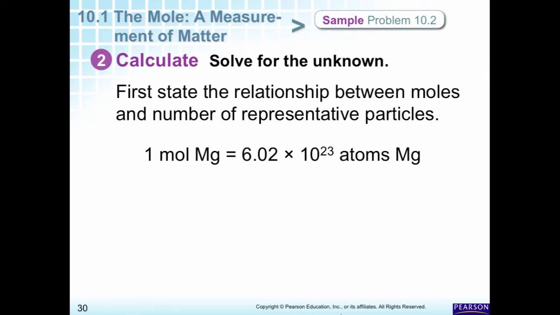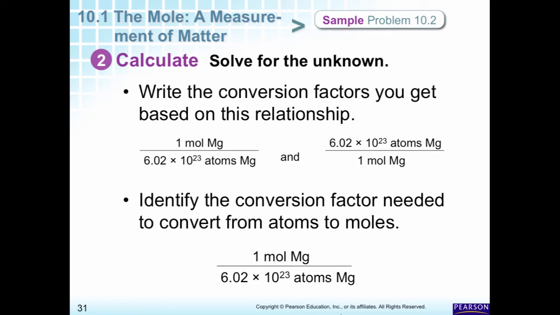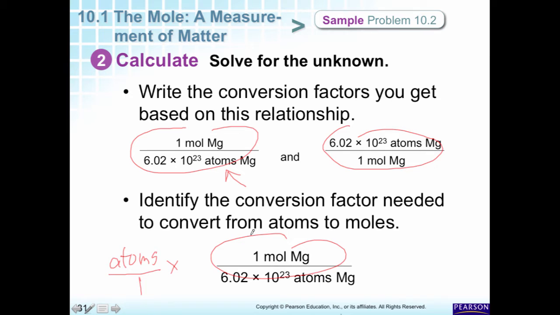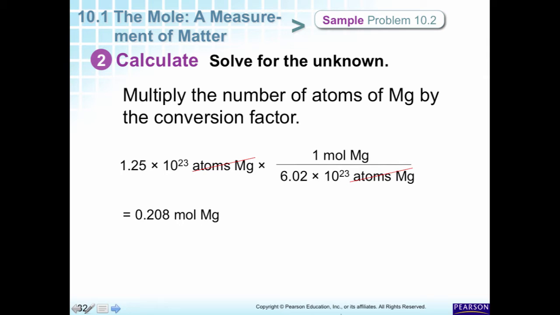On this page, we see that it's written both ways, with the mole on top or the mole on the bottom. Then we have to decide which one we want to use. Since we know how many atoms we have, atoms is going to be our starting point, so that will be the numerator, atoms over 1. So we want atoms on the bottom, and this is the one we're going to use. Now we do our multiplication: 1.25 times 10 to the 23 times 1, divided by 6.02 times 10 to the 23 atoms. The atoms cancel out, and our answer ends up being 0.208 moles of magnesium.